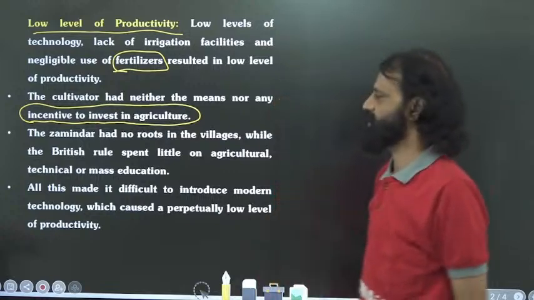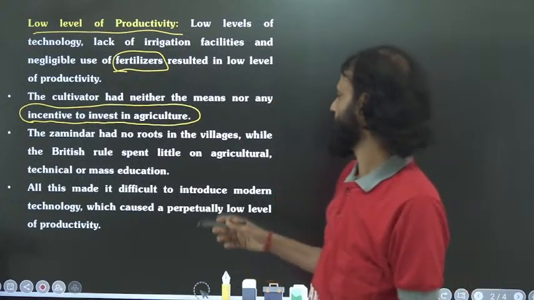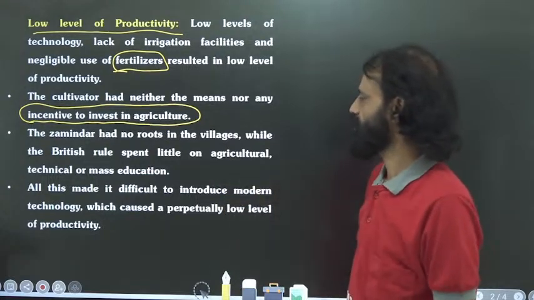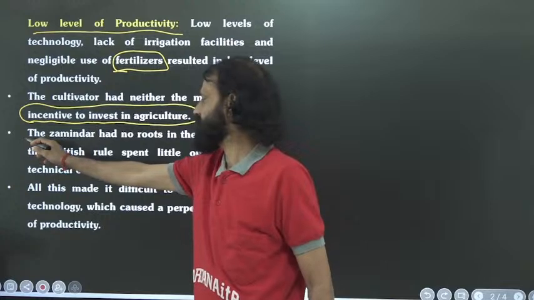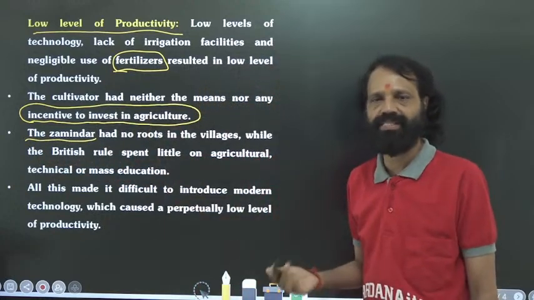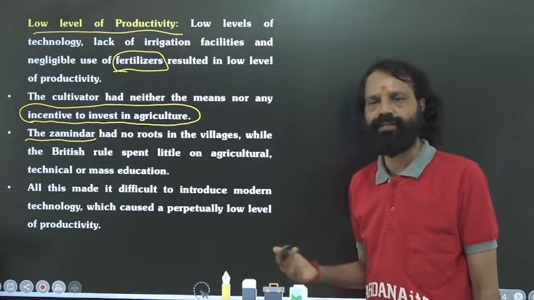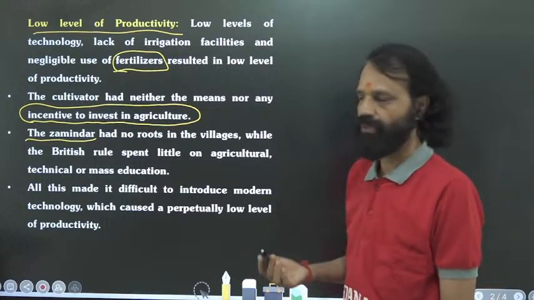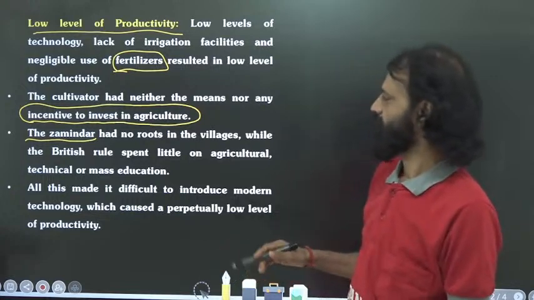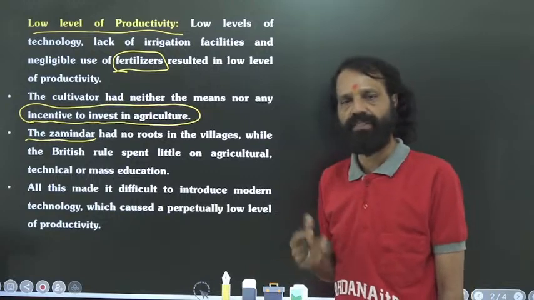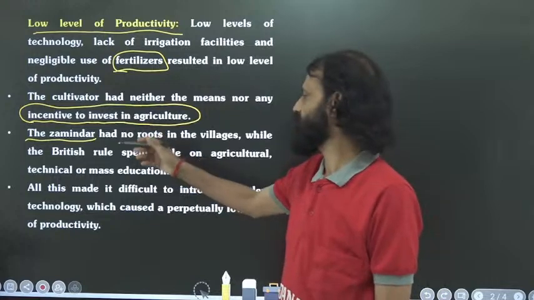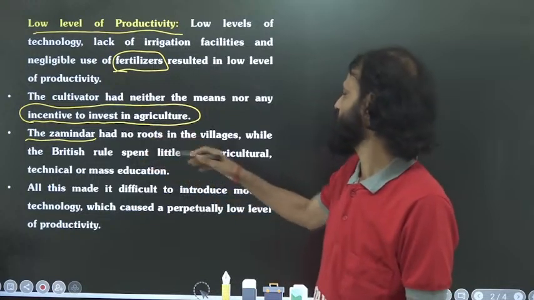So another point is the zamindars had no roots in the villages, while the British rule spent little on agriculture. So what happened? Zamindari system. Britishers introduced the zamindari system. According to this zamindari system, the land went into the hands of zamindars, okay, not into the hands of farmers. Zamindars controlled the land and zamindars controlled the farmers. So all those zamindars, they had no roots in the villages.